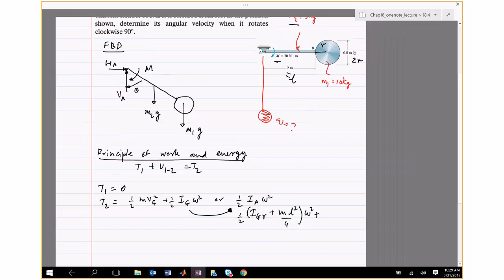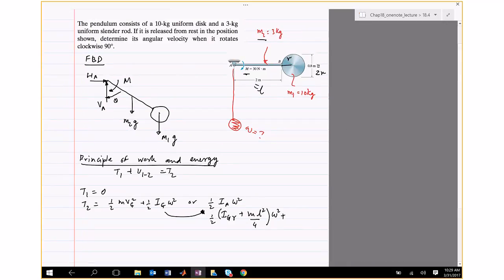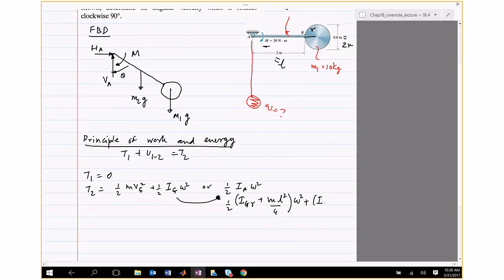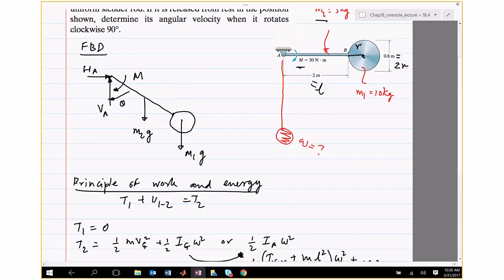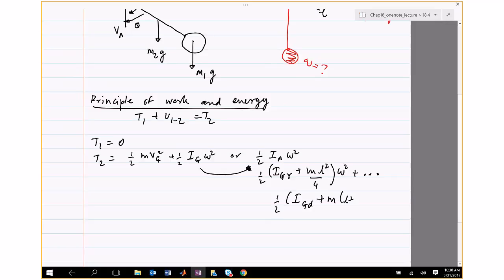Okay, that's not it. I need to find the inertia of the disk about A. So that's going to be Ig disk plus mass times the distance from the center of mass, which is here, all the way to here. So that's going to be L plus R. So M times (L plus R) square. Okay, so that is how I got the inertia using one of the formulas. I'll show you that I get the same answer if I use the other formula.